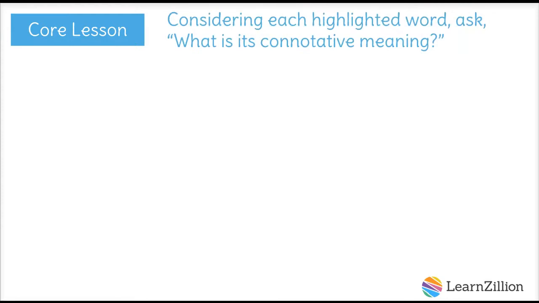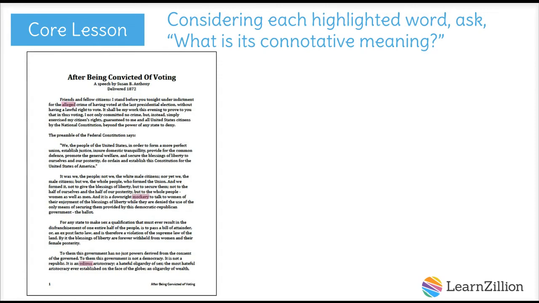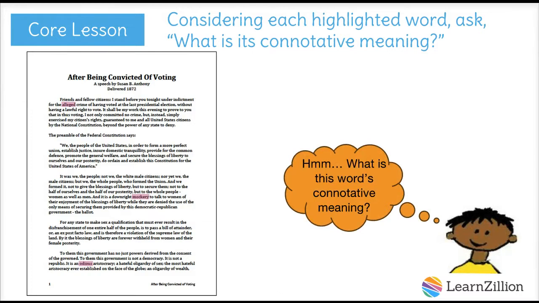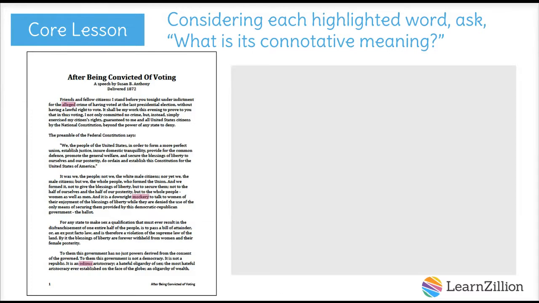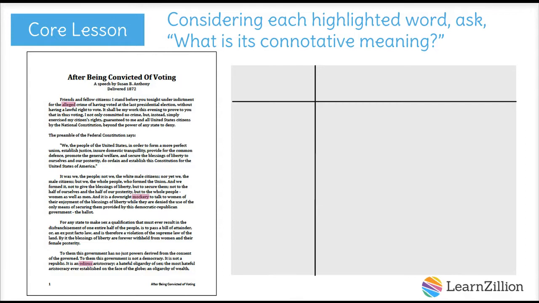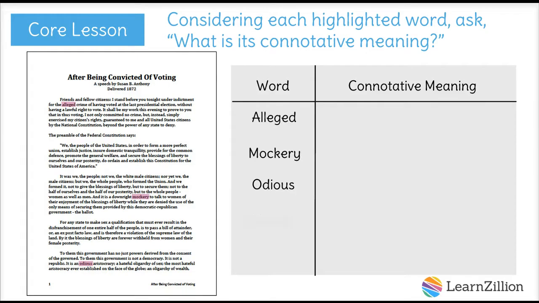So now we have to think about these words, as the second step is to consider each highlighted word and ask, what is its connotative meaning? An easy way for me to organize my thinking about this is to create a simple T-chart. I want to write word on the first column and then connotative meaning on the other. The first part is done for me. I have already identified words that created or elicited a response when I was reading. I am going to quickly jot these words down under the heading Word.